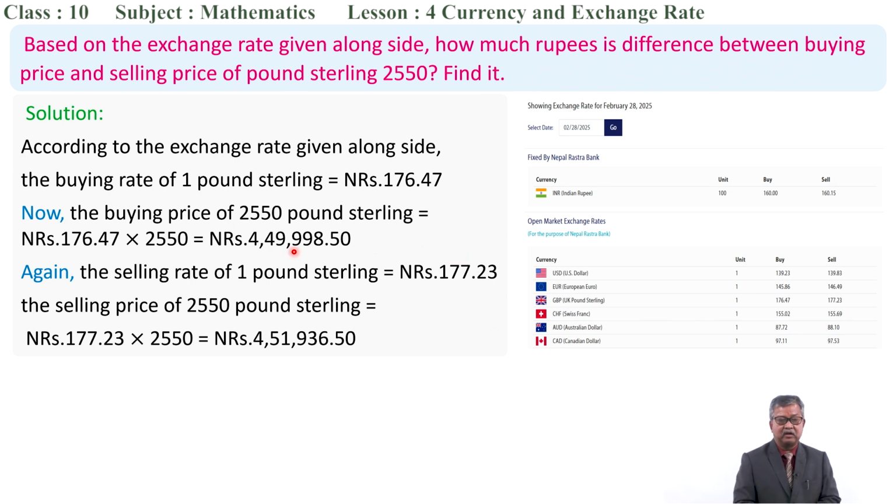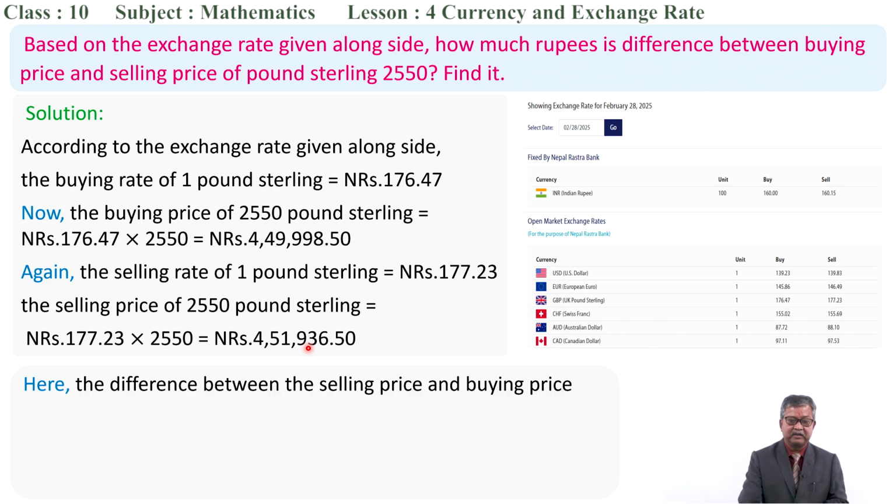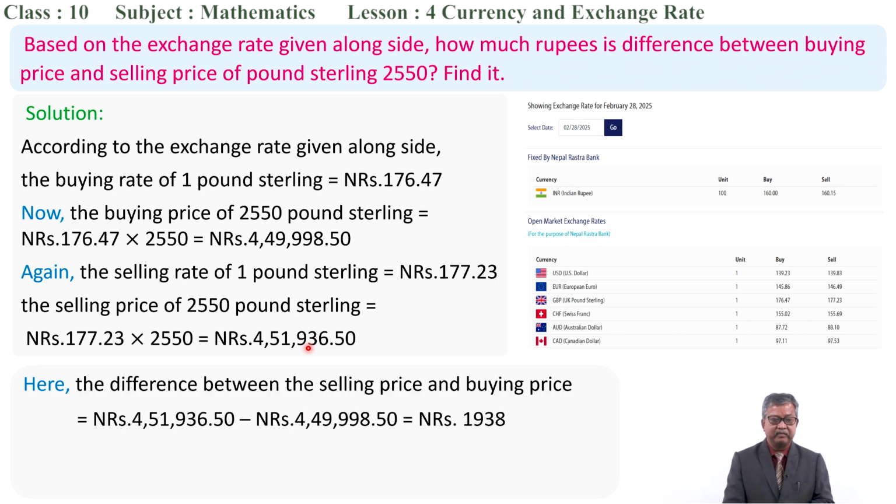So this is the selling price of 2,550 pound sterling, and this is the what? Buying price of 2,550 pound sterling. But the question asks you to find the difference. So look at these two prices now. The selling price is more than the buying price or not? Yes. So difference means what? We have to subtract the buying price from the selling price. Okay. Then the difference between the selling price and the buying price means what?